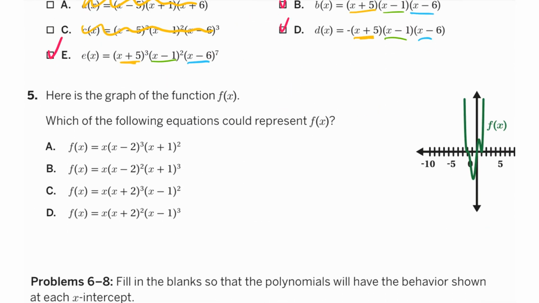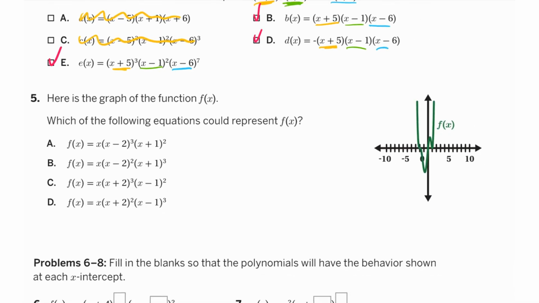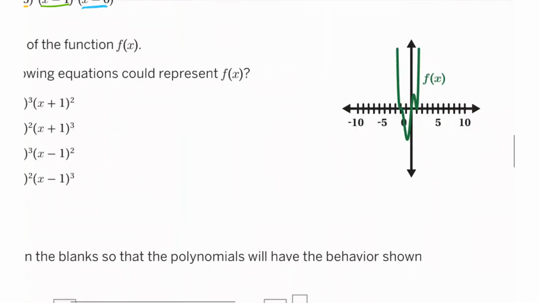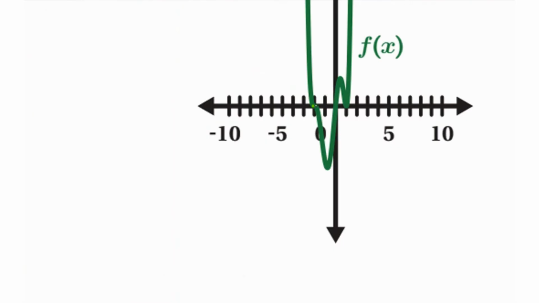Number 5, here is the graph. Let me zoom out. Here's the graph for the function f of x. Which of the following equations could represent f of x? When I look at this, I notice a point here, here, and here. Those intercepts look like they're at -2, 0, and 1. The first one looks like it has a multiplicity of 3 because it's kind of like a cubic function. This one looks more linear, so I would say a multiplicity of 1, whereas this last one bounces off and has maybe a multiplicity of 2.